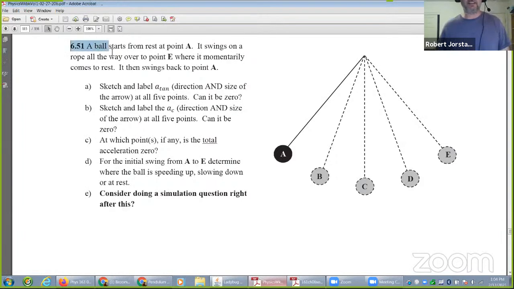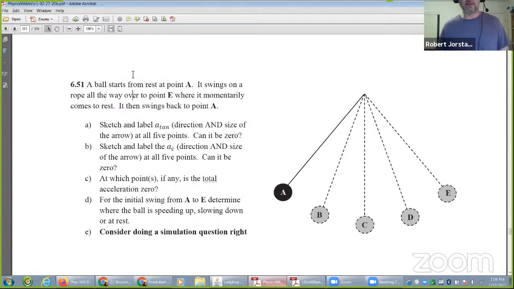Okay, so let's look at 6.51. I'm entertaining myself on page 113. Imagine you have a pendulum swinging back and forth. Okay, and it swings on a rope all the way. Okay, then it swings back. Okay. So imagine we're just doing the first swing from A to E.